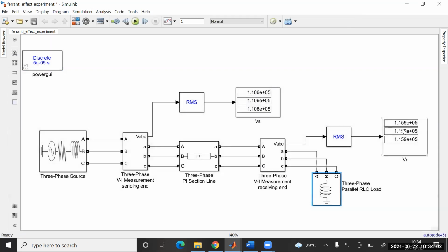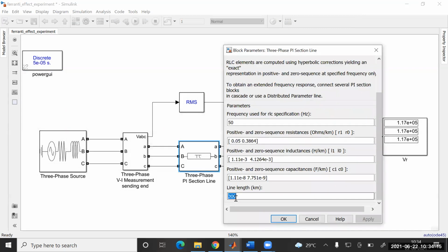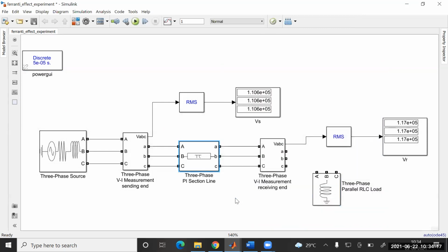Okay, this is 1.159. Now if we reduce this segment, if we make it an open circuit, we can see the values. Okay, 117. If we go with the original part, that was your 400, and we run, this is 1.109 e to power 5 for all the phases, and this is what we are getting at the receiving end. So this is the difference. This is the Ferranti effect.